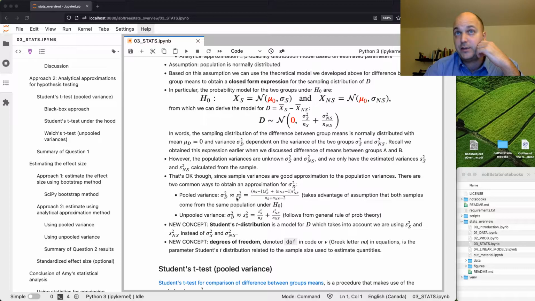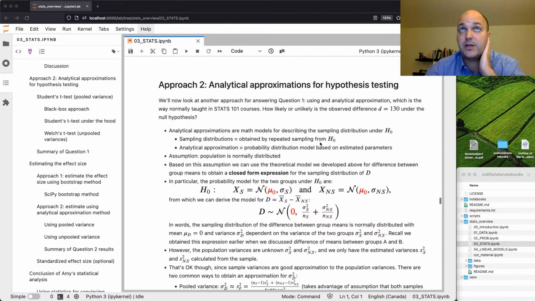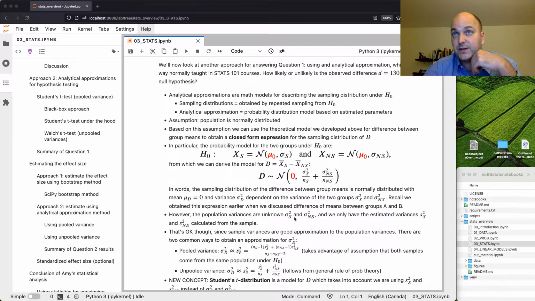We can, however, approximate these values with the sample variances we obtain from the observed sample. So this is why it's going to be an analytical approximation. If we knew the population variances, then we would have an exact formula. There wouldn't be an approximation. But because we're going to approximate the unknown variance with the variance estimated from the sample, it becomes an approximation.